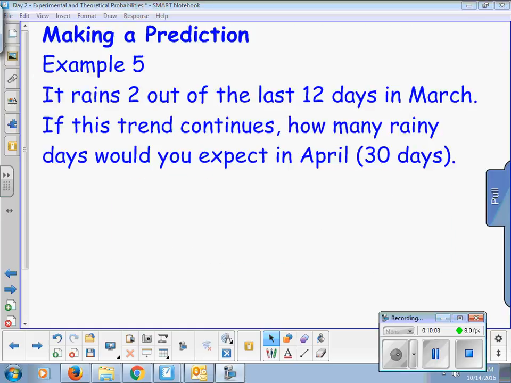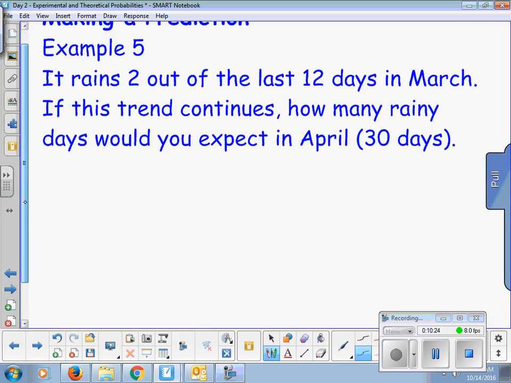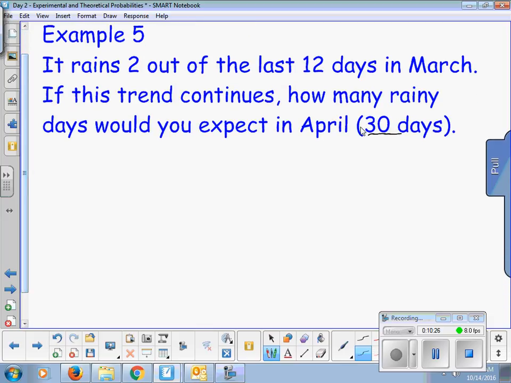Example 5. So find example 5 in your notes. It's right below where you just wrote your proportion. And we are going to make a prediction. It rains 2 out of the last 12 days in March. If this trend continues, how many rainy days would you expect in April? They're letting us know that April has 30 days. We're going to set up a proportion.